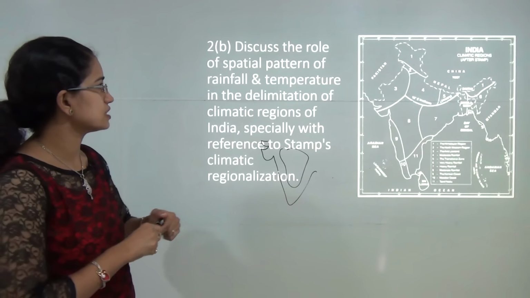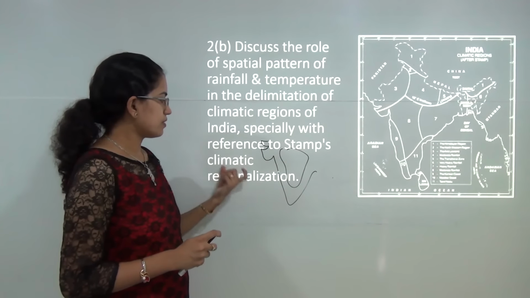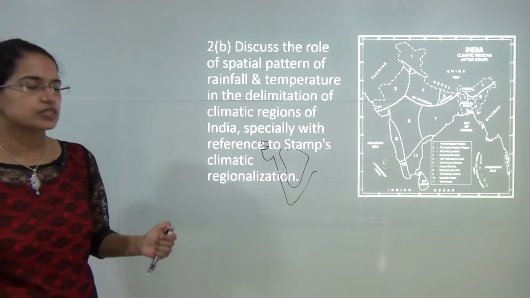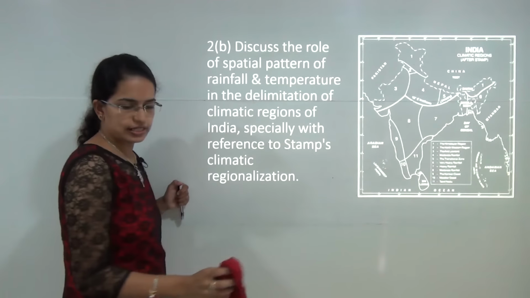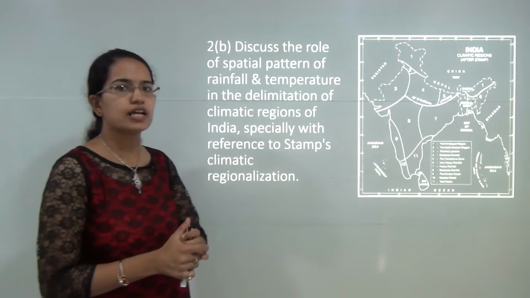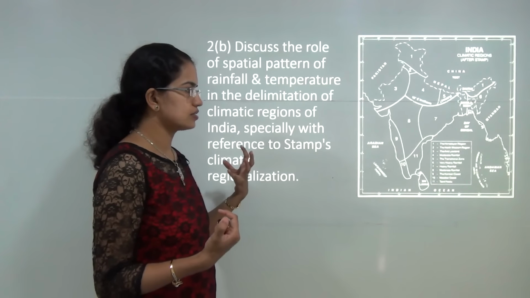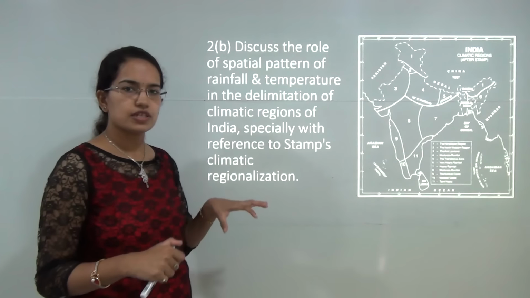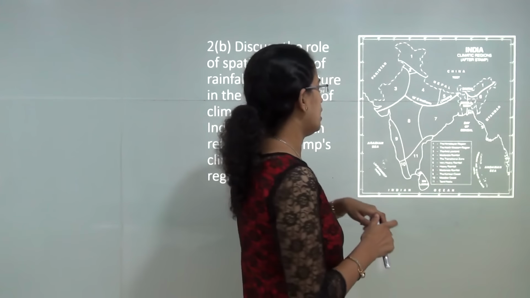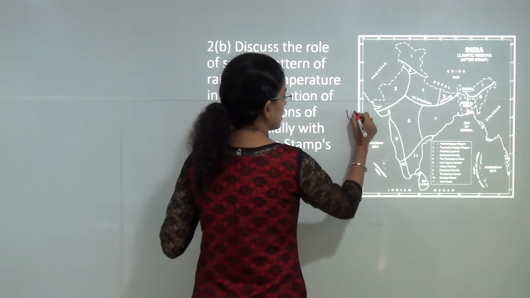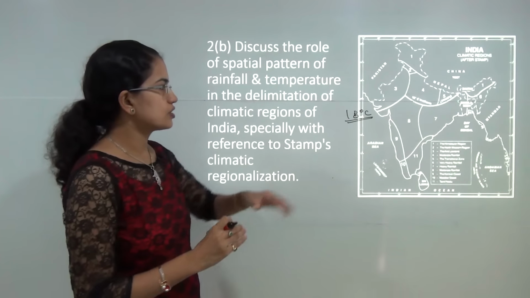The next question is: discuss the role of spatial pattern of rainfall and temperature, delimiting the classification given by Stamp. So what you have to explain here first of all is the way in which climatic classification can go. You have different types of classification like Köppen, Trewartha, Thornthwaite, and then Stamp. All these scholars tried to classify the climate of the region based on certain characteristics. Stamp was one of those who tried to explain the classification by giving an 18-degree isotherm, and this 18-degree isotherm explained two different areas.